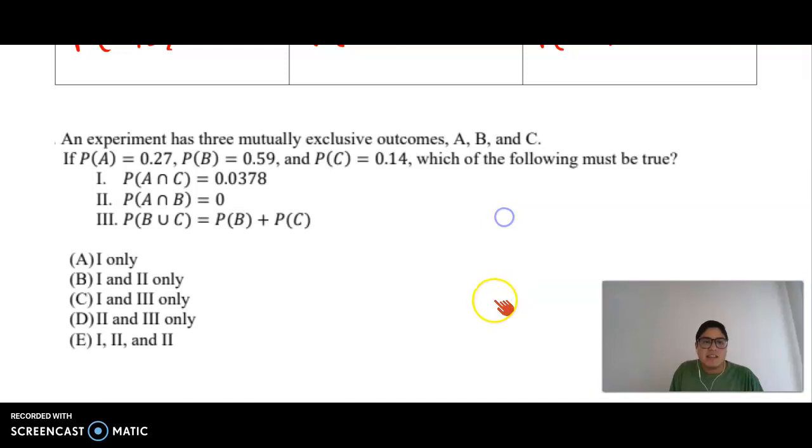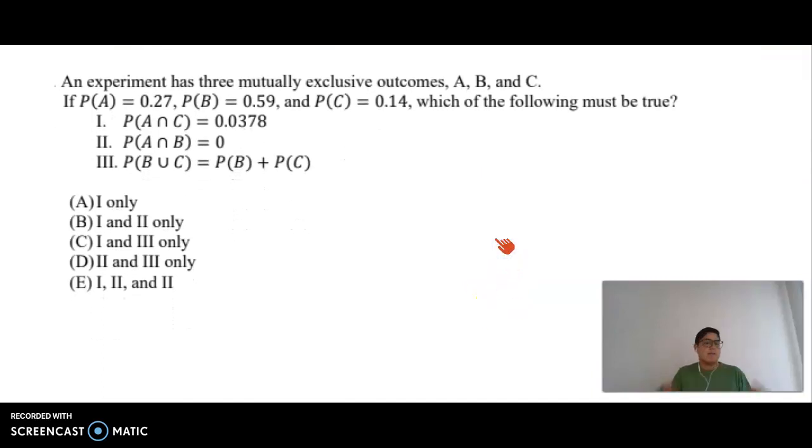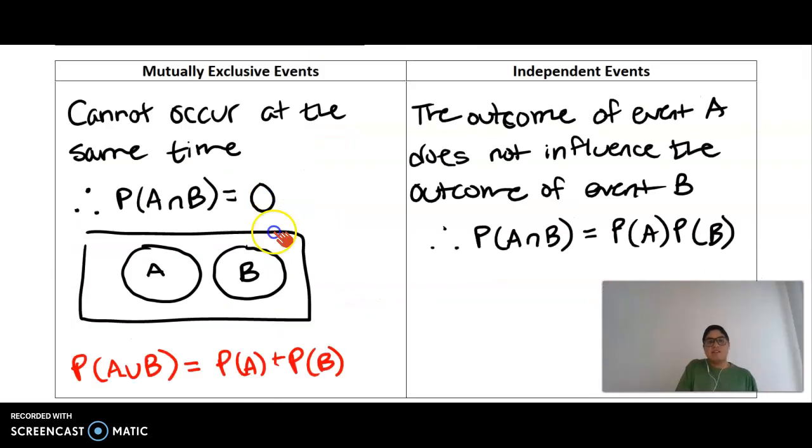So let's take a look at an example of what an AP question might look like. Now, it could give you a written description, but most times it's going to give you these 1, 2, 3 statements, and it's going to give you some probabilities, and you are going to need to distinguish what is going on with those probabilities. So let's take a look here. We have P of A, P of B, and P of C, and it says these are 3 mutually exclusive events. So A and C, if it's an intersection, well, it's mutually exclusive.